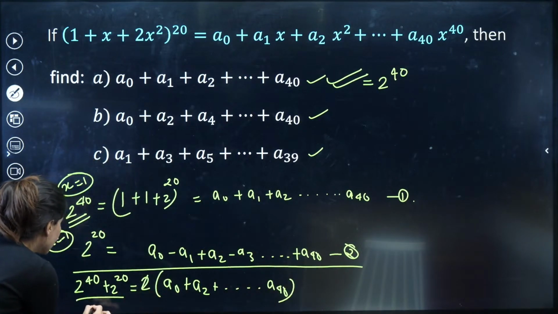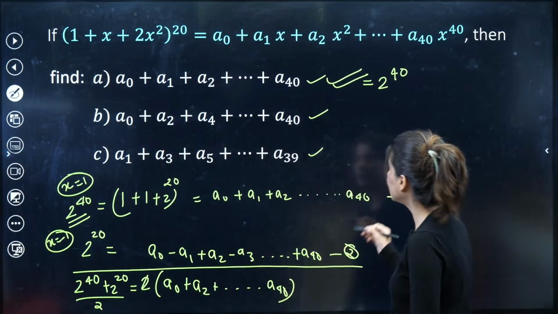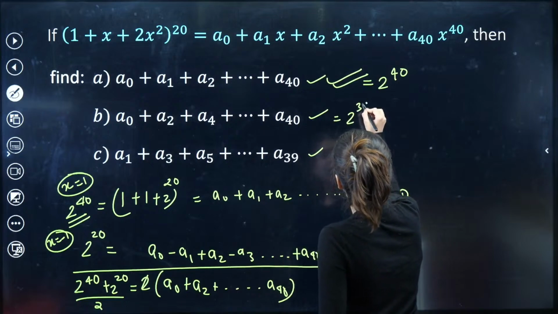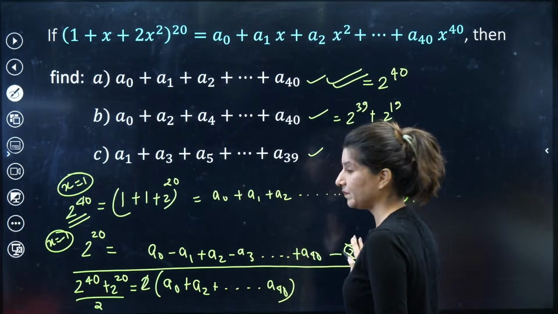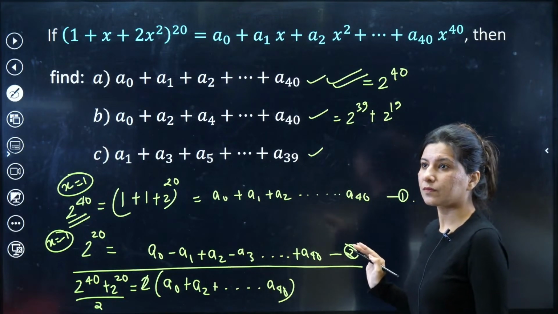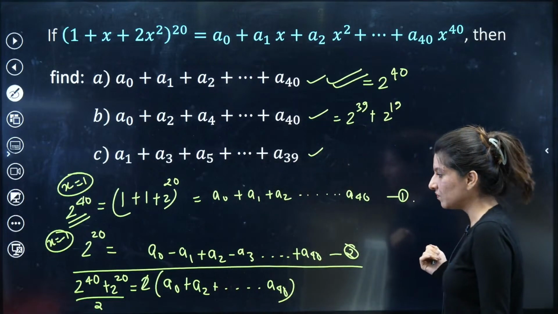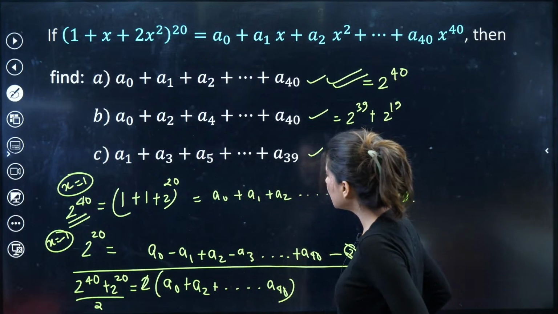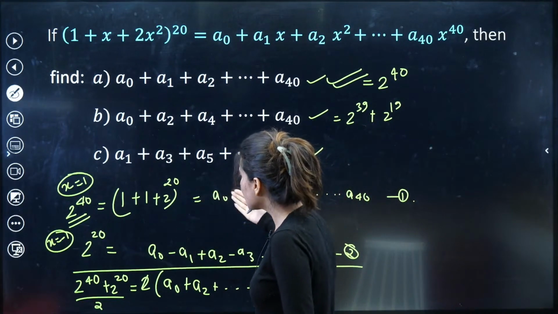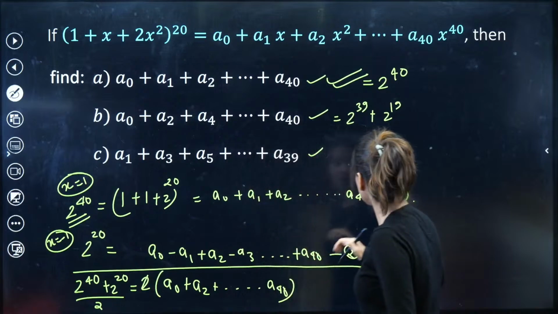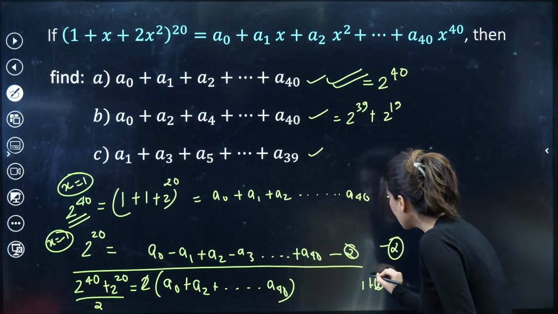This 2 will go over here. So this is 2 raised to power 39 plus 2 raised to power 19. Divide by 2. Who will do, Charanya? Divide by 2, right? You have to divide it by 2 as well. And now you don't want A0, so you have to subtract these two. This is first and second. So if you add 1 plus 2, you will get option B.